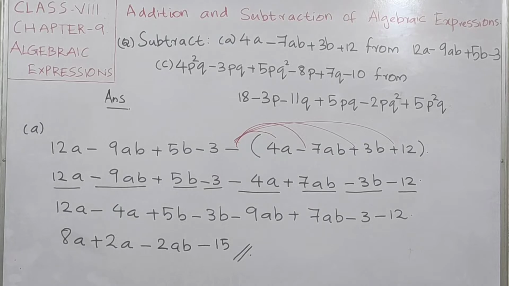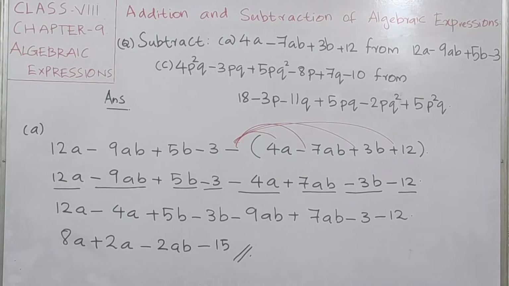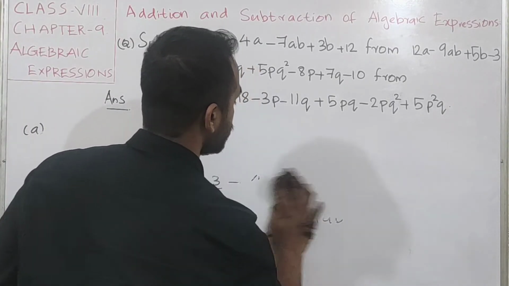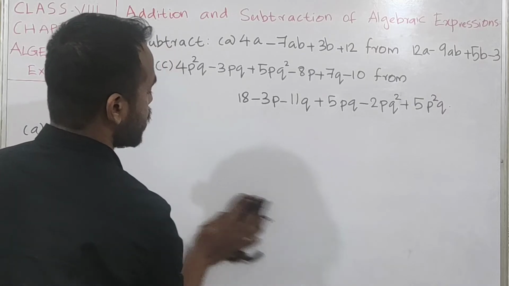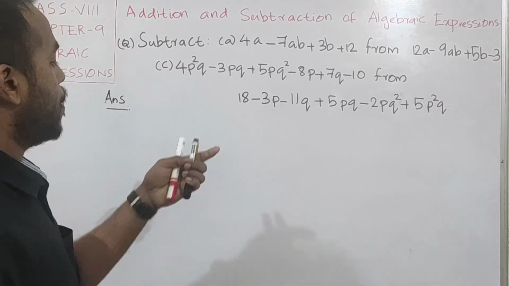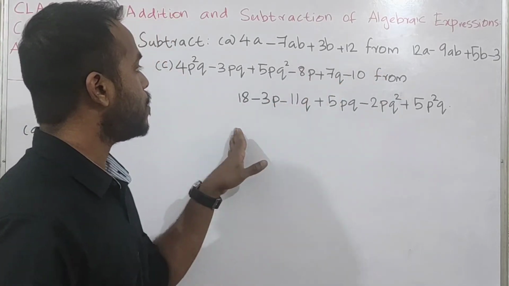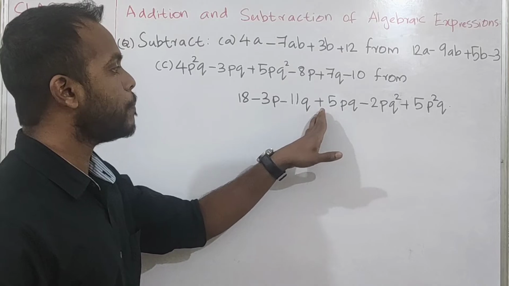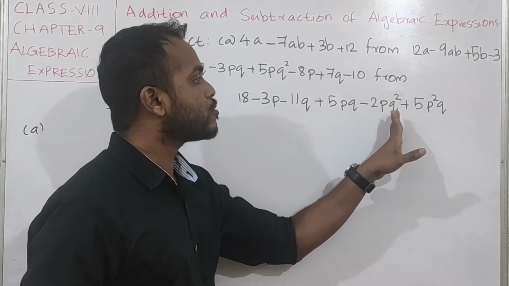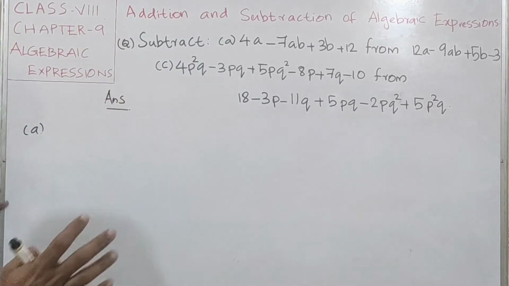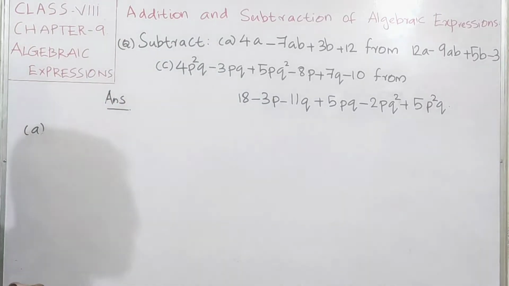Now let's see the next question. Everyone try to solve the question by yourself. If it's not possible, then only you should look at the answer. Now the second question. I'm writing the third question in your textbook. It's a long one. Just look at the question. We should subtract 4p square q minus 3pq plus 5pq square minus 8p plus 7q minus 10 from 18 minus 3p minus 11q plus 5pq minus 2pq square plus 5p square q. It's just the biggest expression, but it's a simple one. Let's try to solve that one.